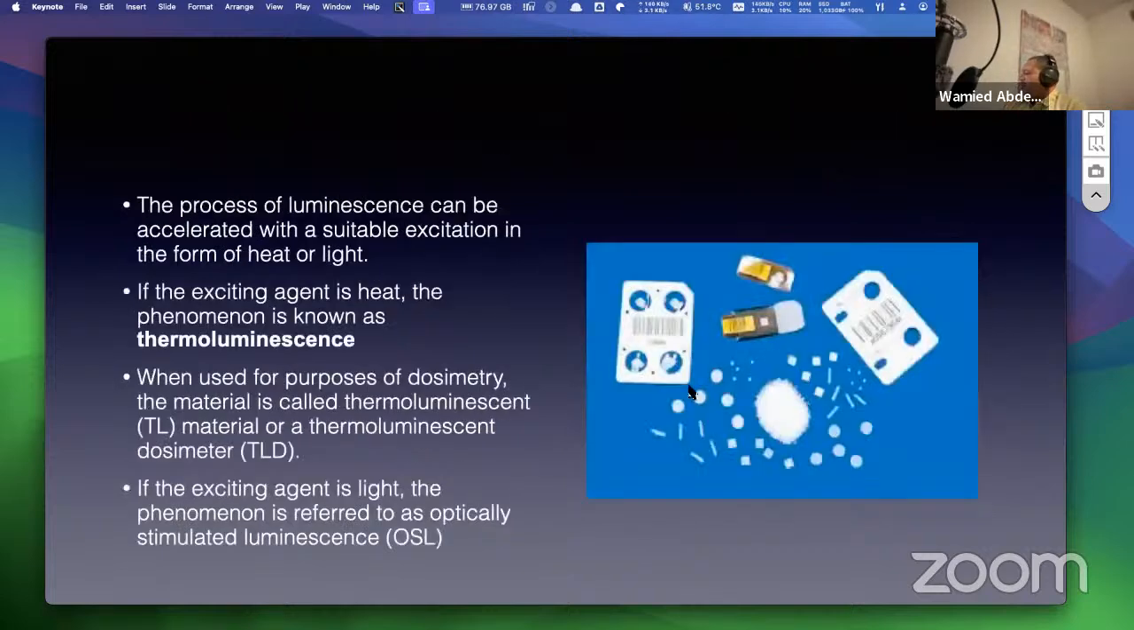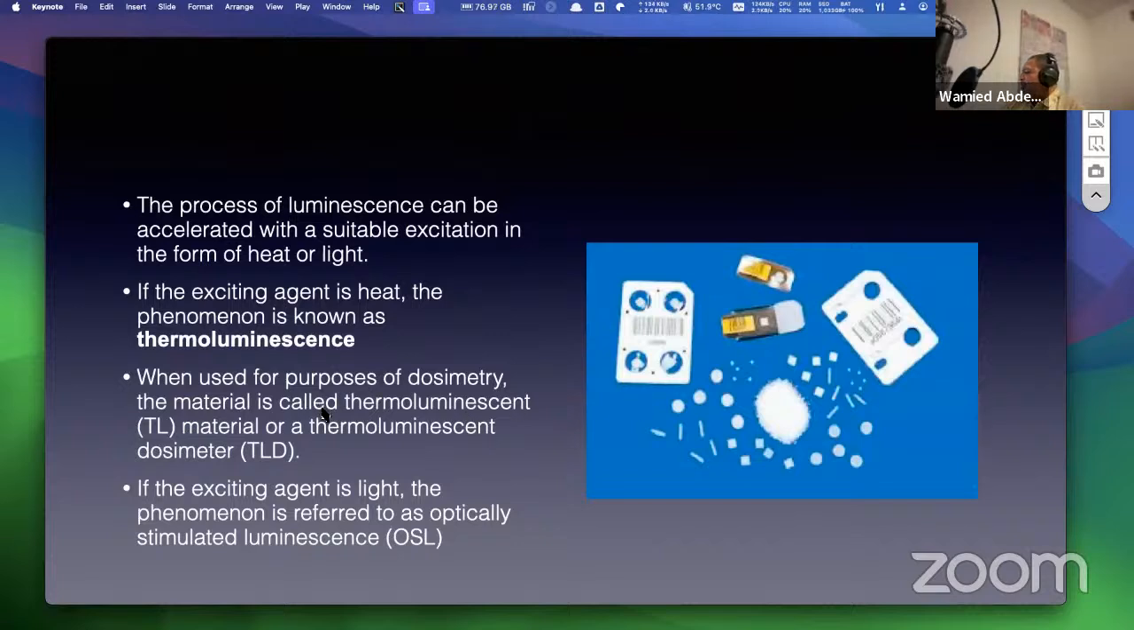The nice thing about them is that they can come in different shapes and sizes. Some of them could be excited using a light, so these are called OSLDs. The ones that are excited by heat are TLDs, thermoluminescent dosimeters.